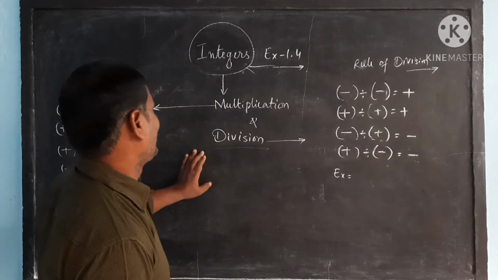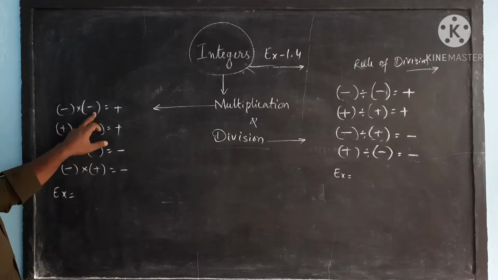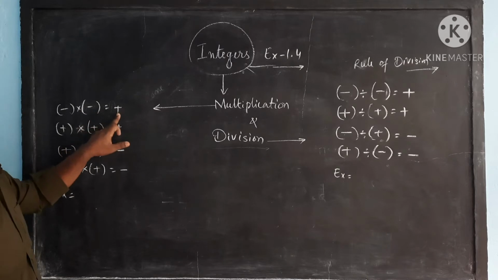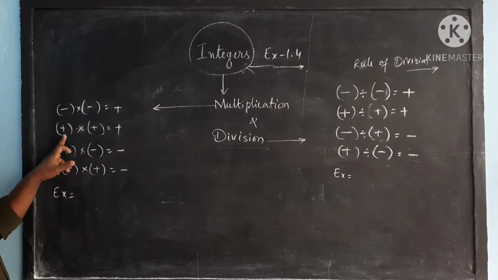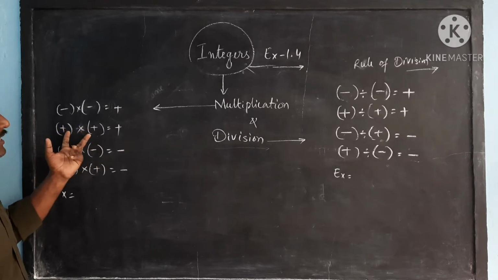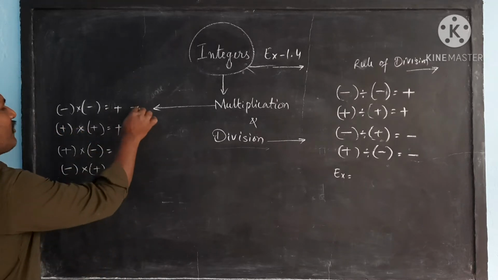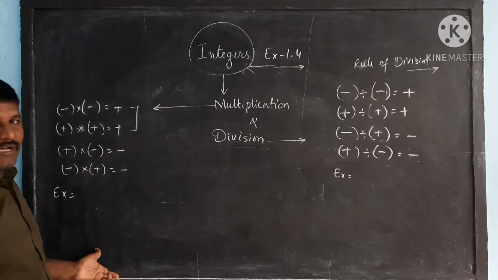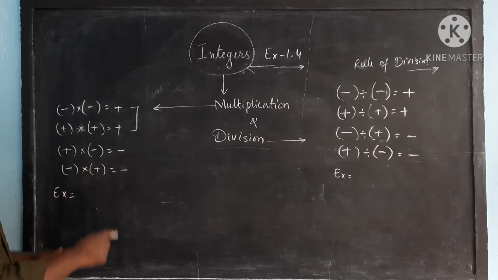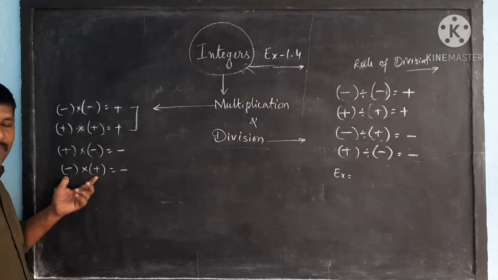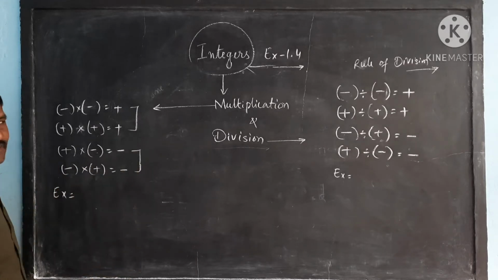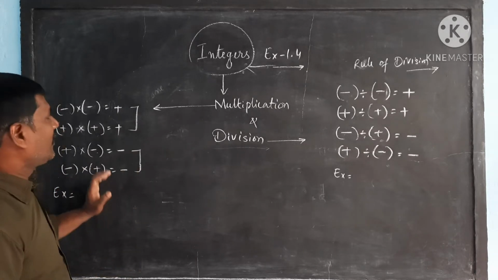Let us see the rule of multiplication. When two negative integers are multiplied, we get a positive integer. At the same time, when two integers of the same sign, like plus and plus, are multiplied, we get a positive integer. But when you multiply different signs, plus and minus, you get a negative integer. You have to keep this in mind while doing the multiplication.